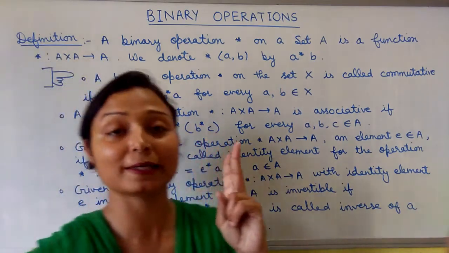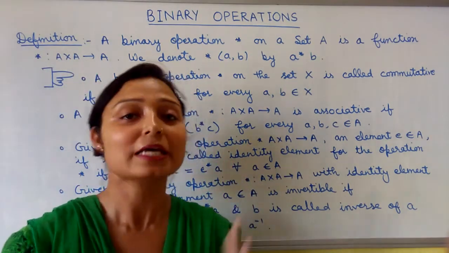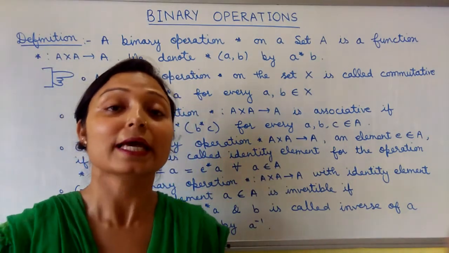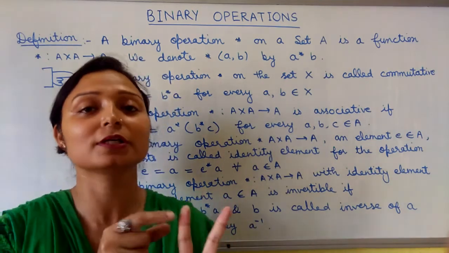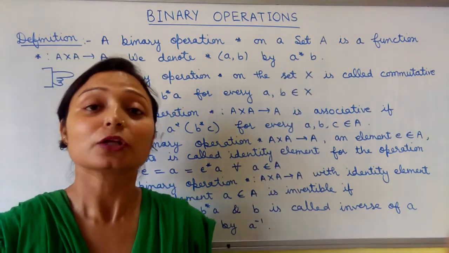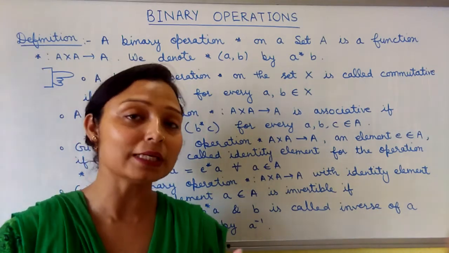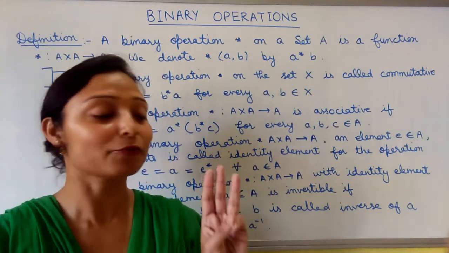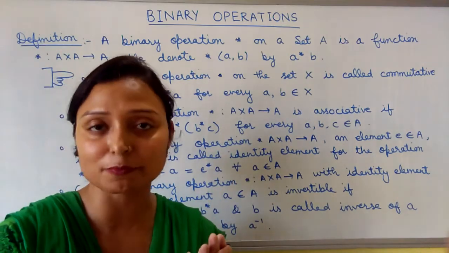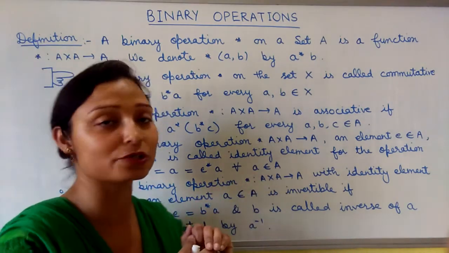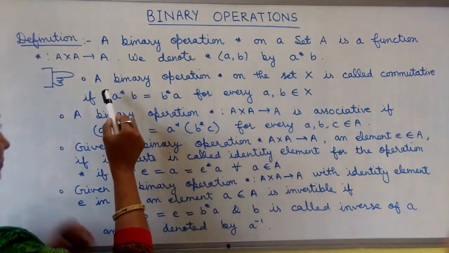There are two types of binary operation. First is commutative, second is associative. If we talk about two elements, A and B, that is the commutative property, and the associative property is only for three elements. We have to take three elements for the associative property. So let's do the definitions of commutative and associative.